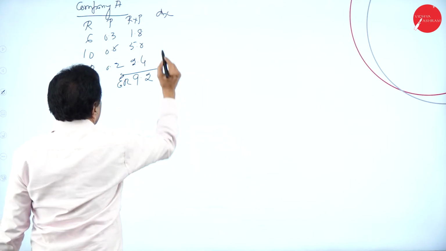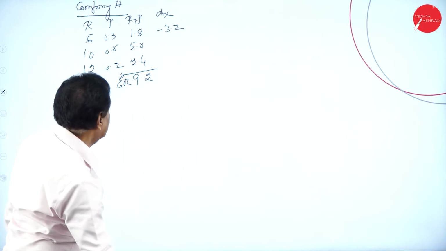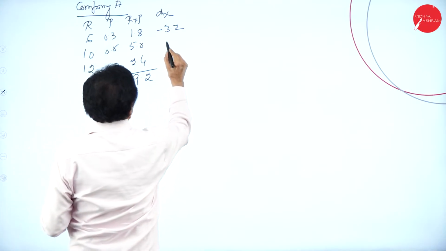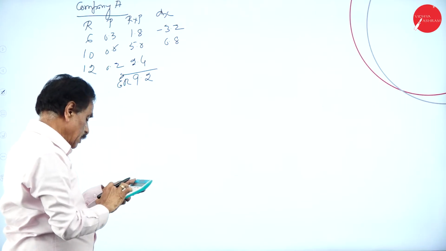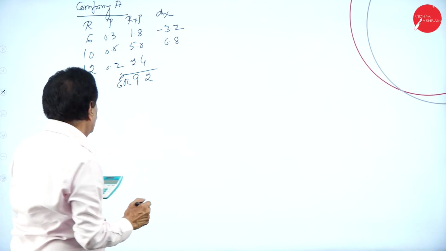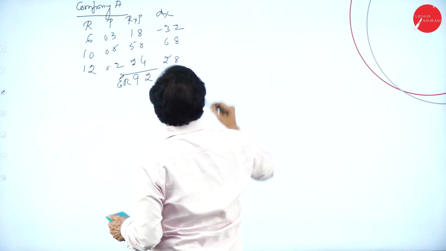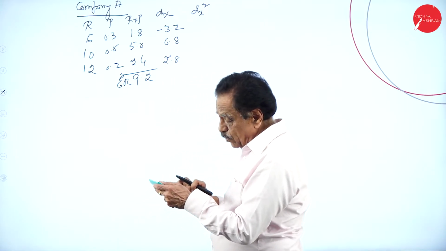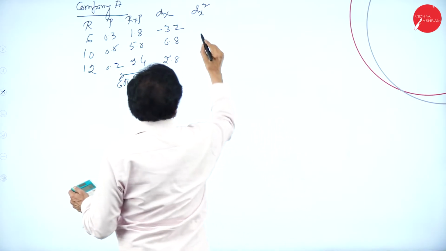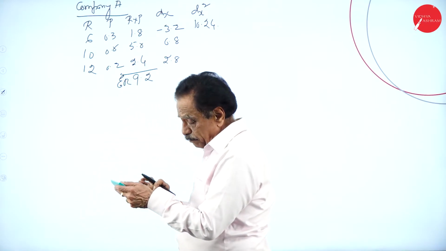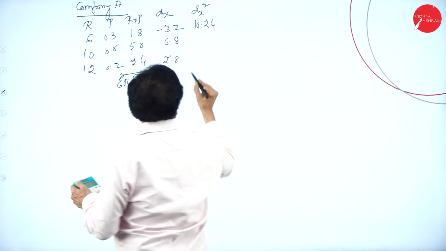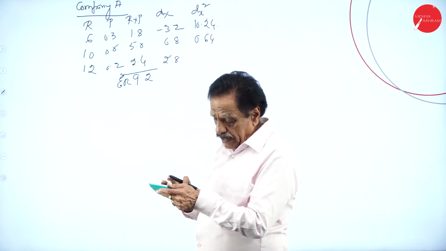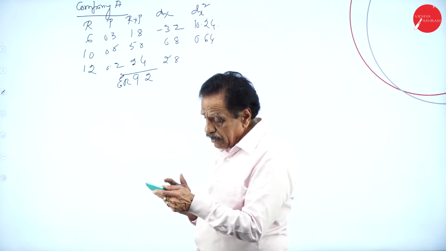Then you take the deviation dx. 6 minus 9.2 is minus 3.2. 10 minus 9.2 is 0.8. 12 minus 9.2 is 2.8. So here dx square: 3.2 into 3.2 is 10.24, then 0.8 into 0.8 is 0.64, then 2.8 into 2.8 is 7.84.